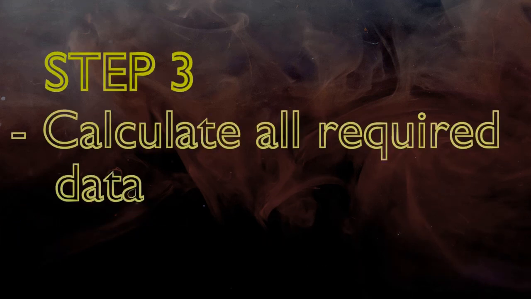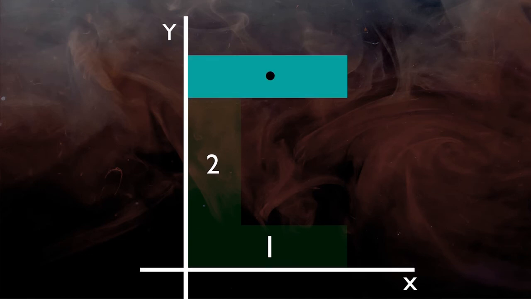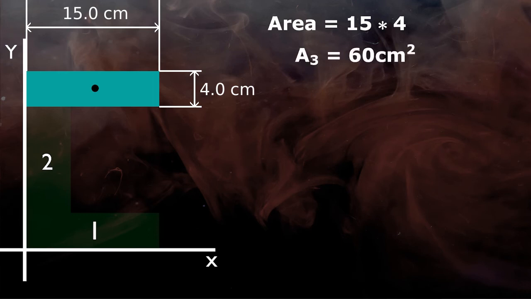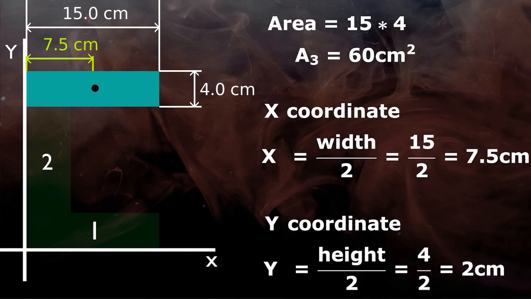Now repeat step number 3 for rectangle 3, or the top flange, again. Highlight rectangle 3 and locate the centroid and dimensions. Now the area of rectangle 3 is the same as rectangle 1, that is 15 cm width into 4 cm height, which equals 60 cm square. To find the x and y coordinates in general, coordinates are width by 2, that is 15 by 2 equals 7.5 cm, and height by 2, that is 4 by 2 equals 2 cm.